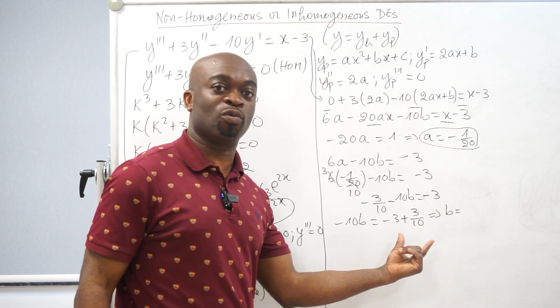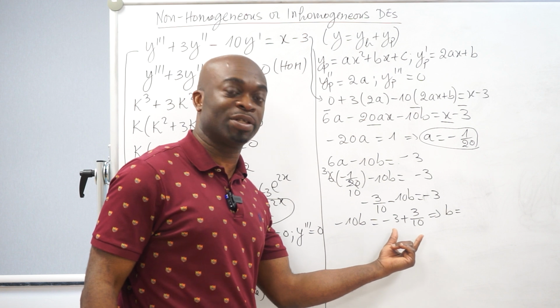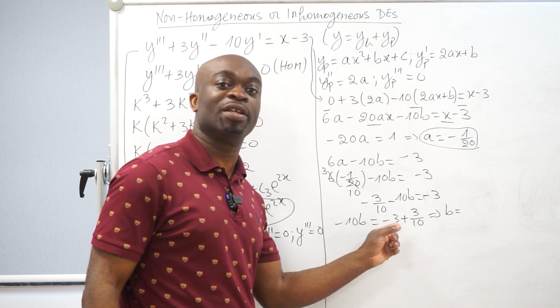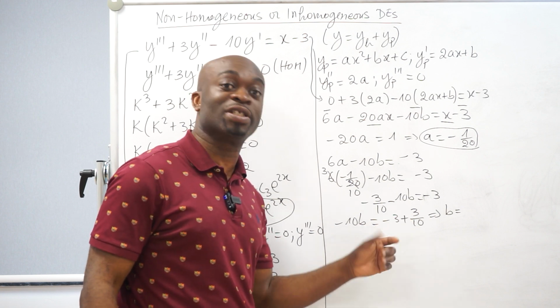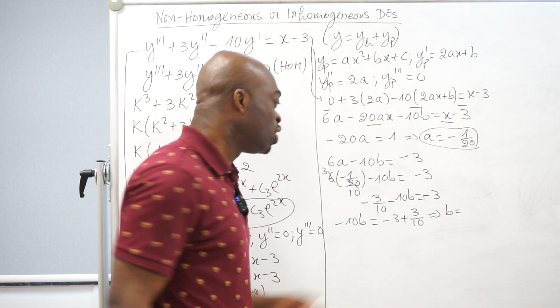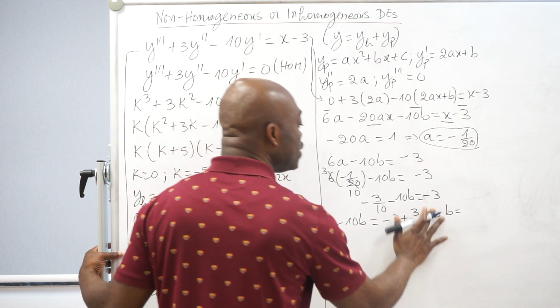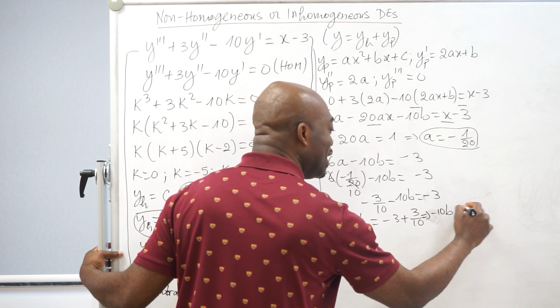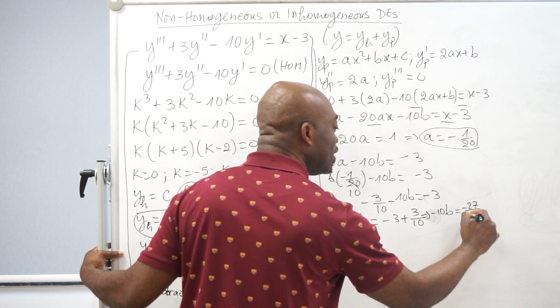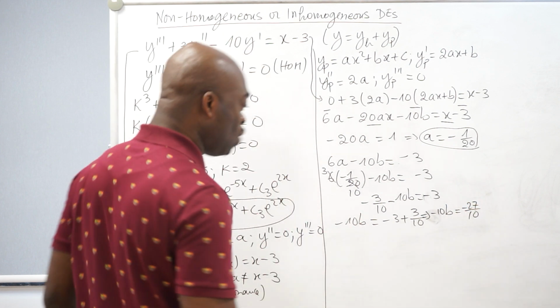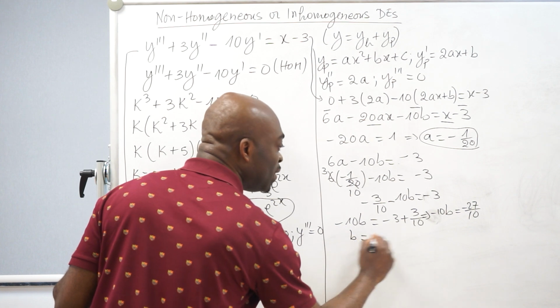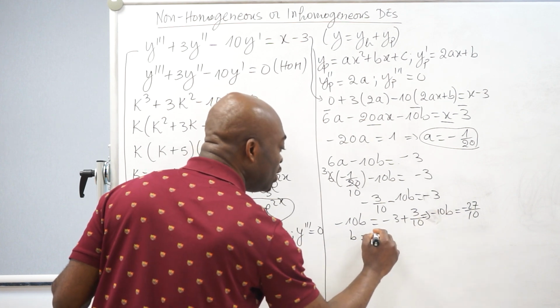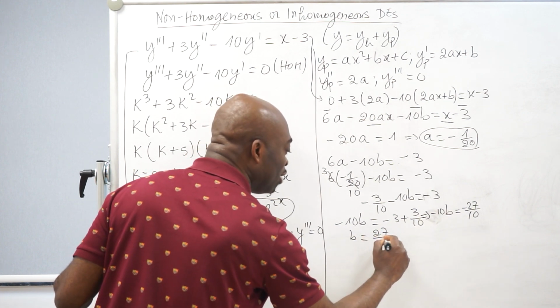Now what do we do here? The lowest common denominator is 10. 10 times negative 3 is negative 30. Negative 30 plus 3 is negative 27 over 10. So negative 27 over 10, and negative 10 here. That means b is going to be equal to positive 27 over 100.